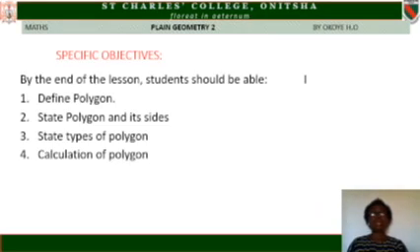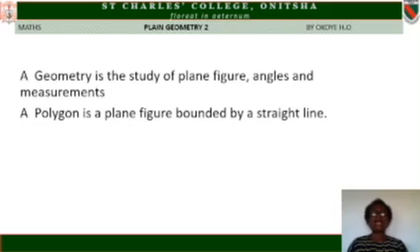Before we proceed, let us look at the specific objectives. By the end of the lesson, students should be able to: 1. Define polygon. 2. State polygon and its sides. 3. State types of polygon. 4. Calculate angles in polygon.